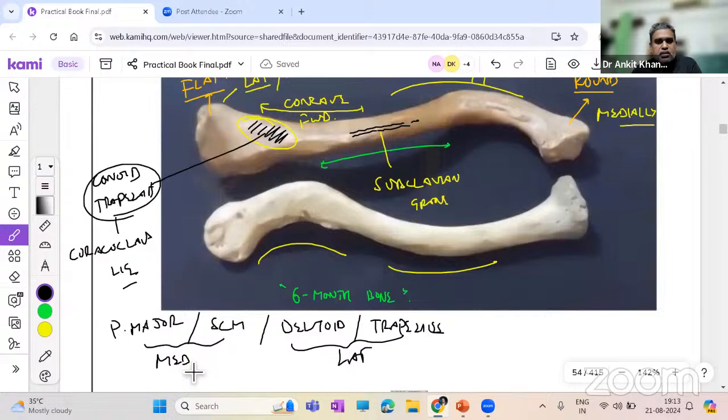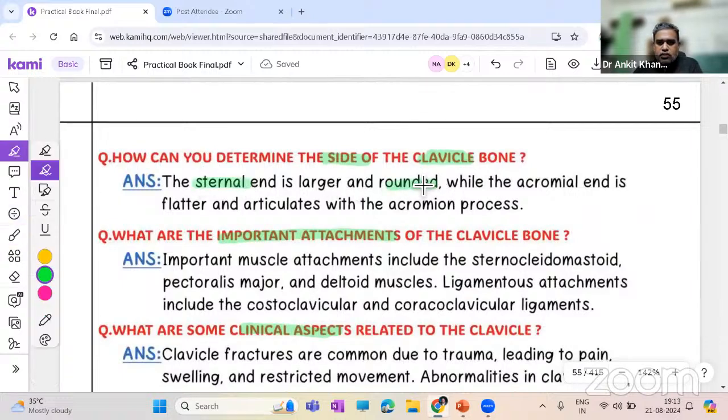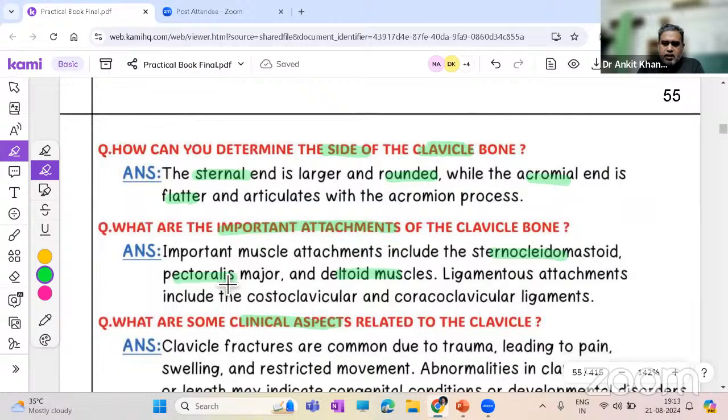So at least these few questions you need to have a good grasp on to actually perform decently in your practicals. Okay, let us see what is written. How to determine the side of the clavicle? The sternal end is larger and rounded, as you have already seen. Sternal is rounded, acromial end is flattened. Important attachments, important muscles. Okay, they are giving you 3 muscles. I include one more, it's trapezius. Ligaments over here, again clinical aspects.